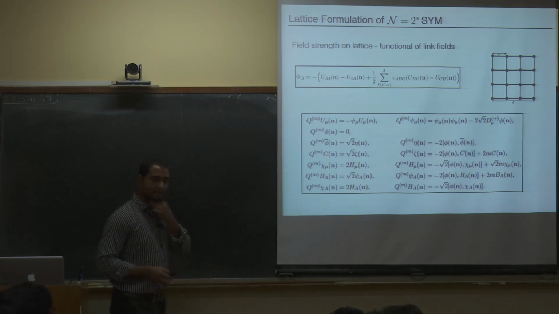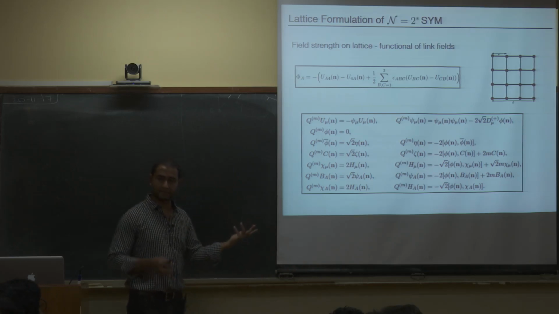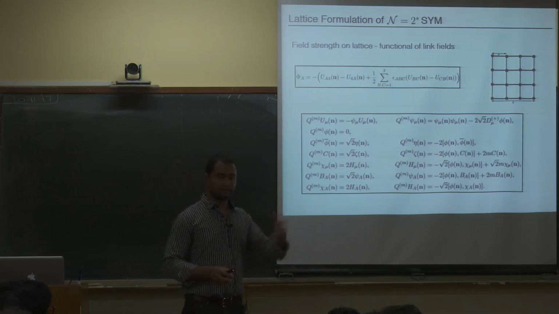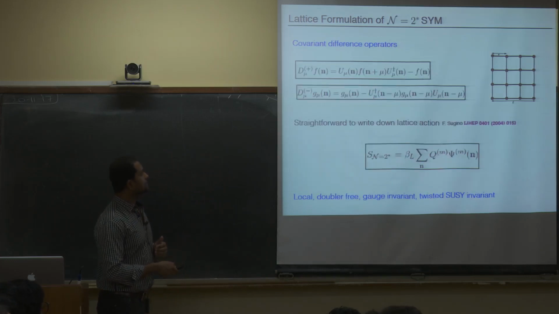So we can ask questions like, can we recover all 8 supersymmetries in this lattice theory as we approach the continuum limit? These questions should be answered. These are the next things to do. Covariant derivatives become covariant difference operators. Their rules are given here. So it is straightforward to write the lattice action.